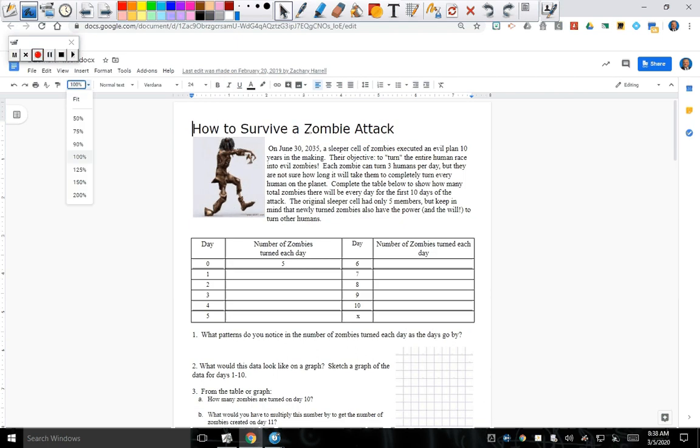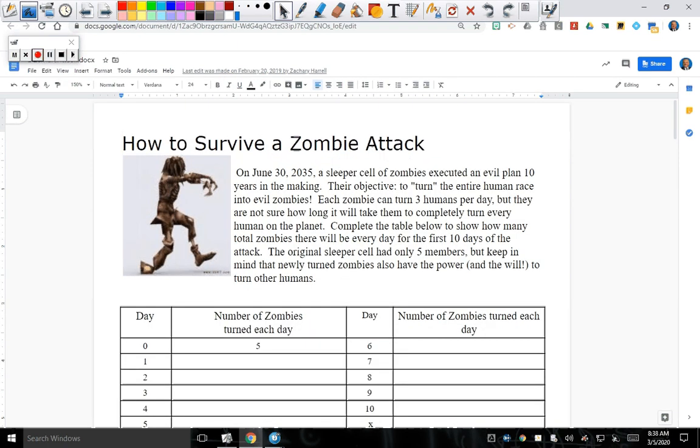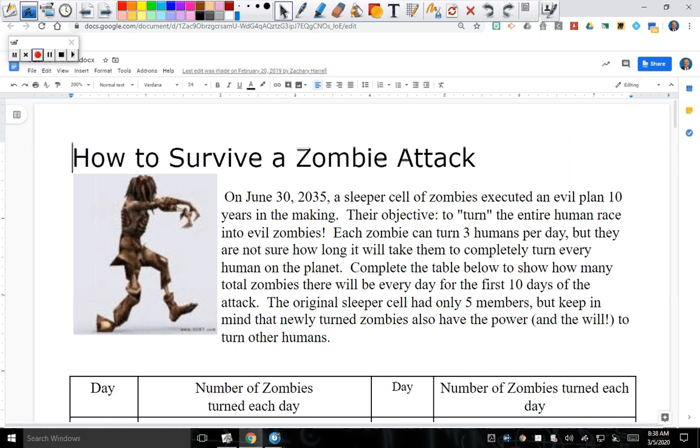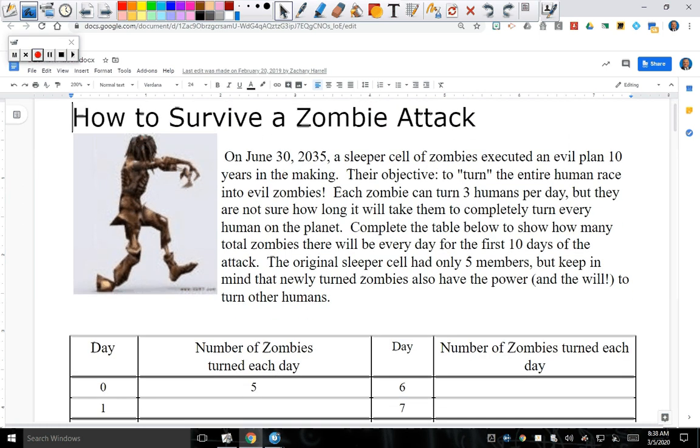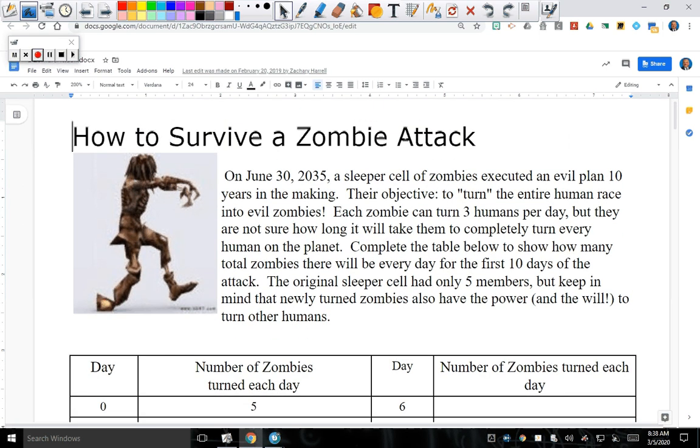And let's see what's happening with exponential growth. Okay? Let's go. Casey, can you go ahead and read that for us? On June 30th, 2035, a sleeper cell of zombies executed an evil plan 10 years in the making. Their objective: to turn the entire human race into evil zombies. Each zombie can turn 3 humans per day, but they are not sure how long it will take to completely turn every human on the planet.